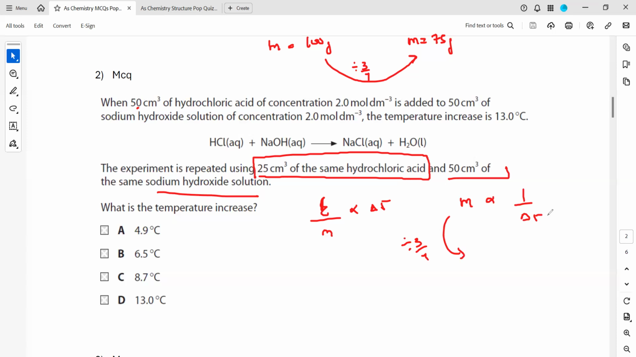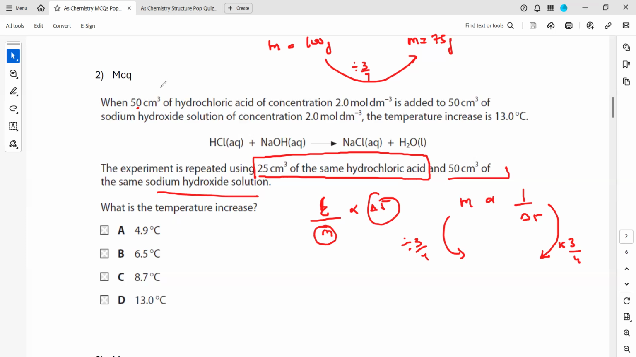So if the mass has decreased by 3 by 4, what will happen to temperature change? The temperature change will increase by 3 by 4 because they have an inverse relation. There's an inverse relation between the mass of the solution and the temperature change. And so due to the change in the mass, the temperature will change by 3 by 4.